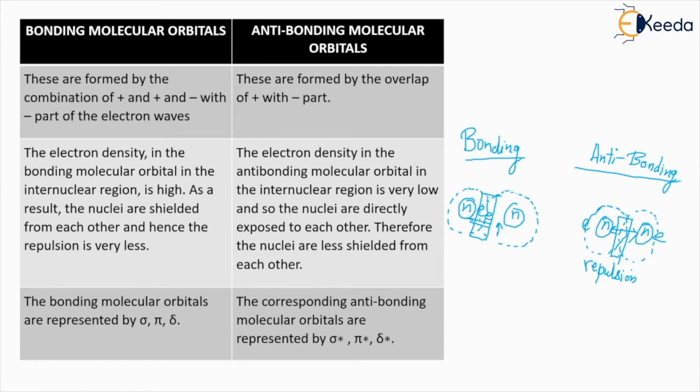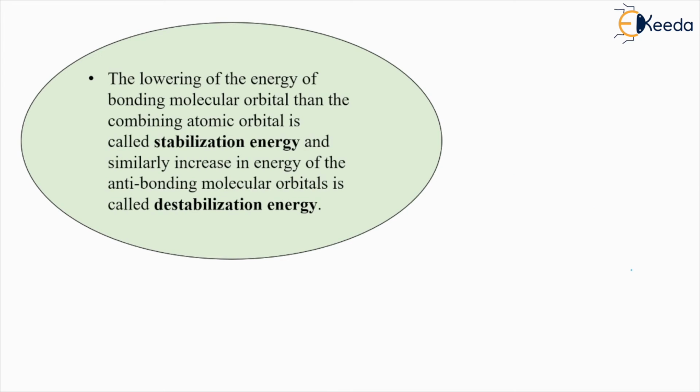The bonding molecular orbitals. Over here in the bonding, I have sigma, pi, and delta. But in the anti-bonding, I have sigma star, pi star, and delta star. Both of them are opposite of each other. The lowering of the energy of the bonding molecular orbital compared to the combining atomic orbitals is known as stabilization of energy. And similarly, the increase in the energy of the anti-bonding molecular orbital is known as destabilization of energy.